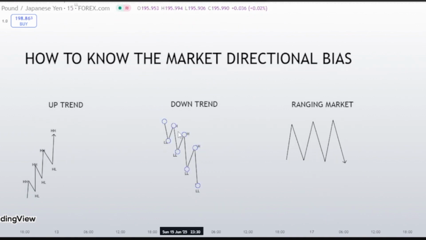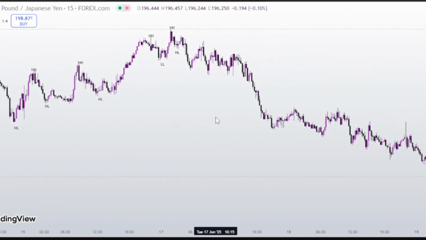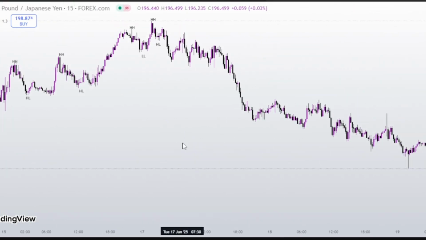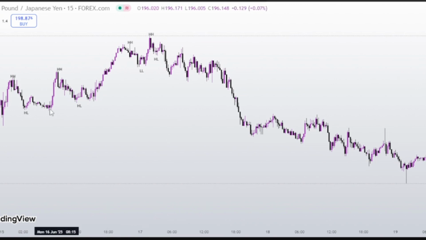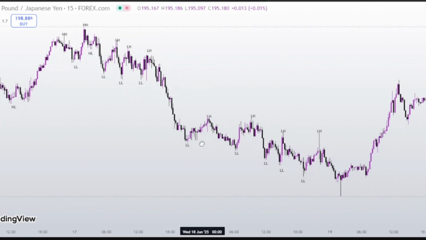Let me show you an example of a downtrend on the chart. So this is an example of a downtrend. When the market gets to this high, it changes direction and begins the downtrend. We have the market creating a series of lower highs, lower lows, lower highs, lower lows. It continues like that till it gets to here, where the market changes direction.